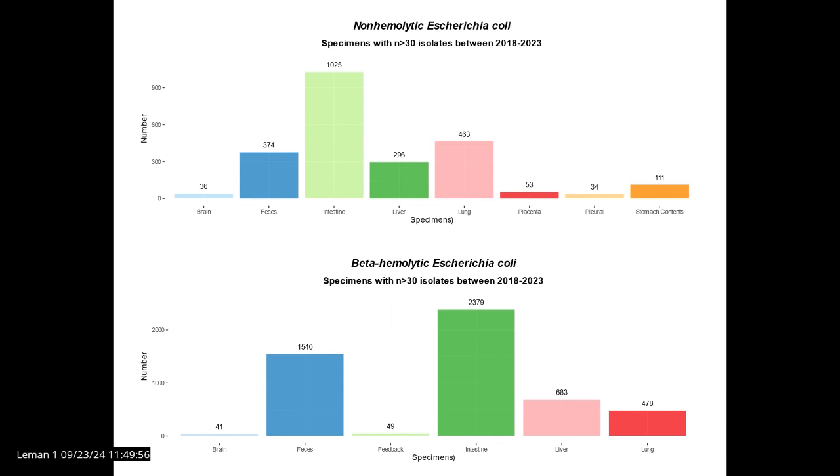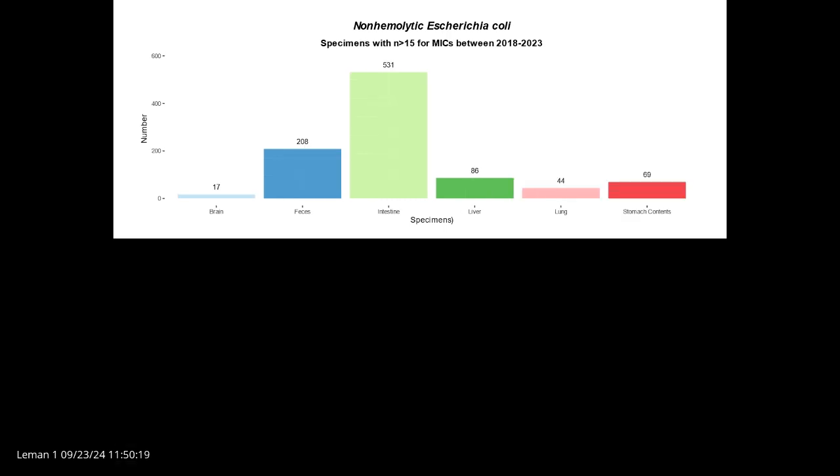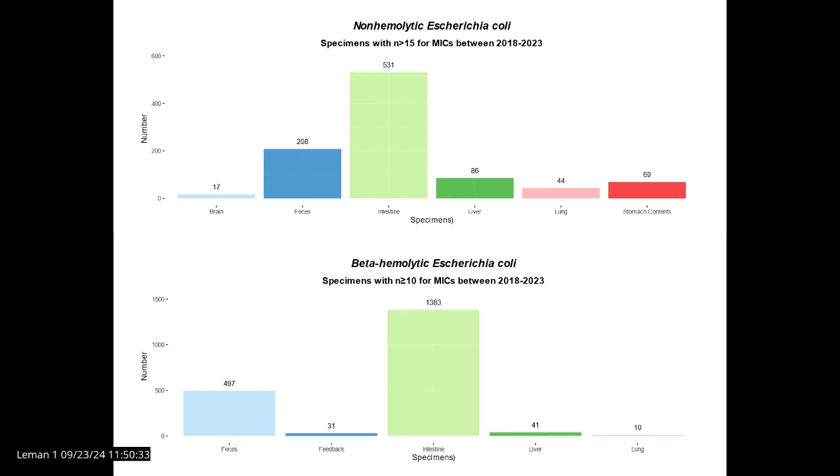When we look at beta hemolytic, where we're getting most of those isolates are what you would expect. We've got most of them coming out of intestine and feces. We've got some coming out of feedback, so those folks that are working on their herd health management and checking their feedback samples to see what they might also be introducing. We did find some of that in those samples, and we're still finding some in systemic sites, but proportionally not as much. When we look at the samples that had MICs performed on them, they follow pretty much across the board. We're testing the isolates from the organs that we're getting the most isolates out of. And that's the same for non-hemolytic versus beta hemolytic E. coli.